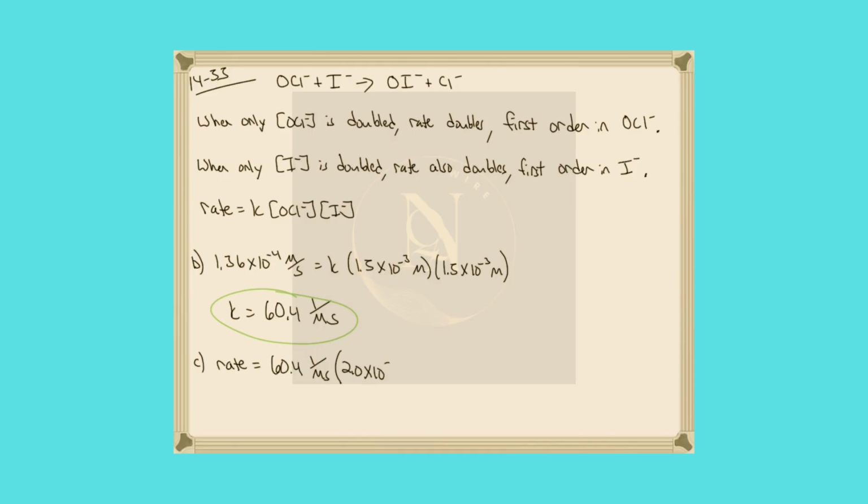So now knowing the rate constant, we can solve for the rate given any two concentrations. Given the concentrations of 2.0 times 10 to the negative 3 for OCl⁻, and 5.0 times 10 to the negative 4 for I⁻, and the rate constant we just calculated, we can use the rate law to solve for the rate. 6.0 times 10 to the negative 5 molar per second.